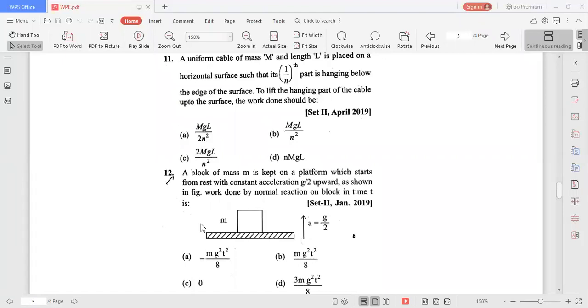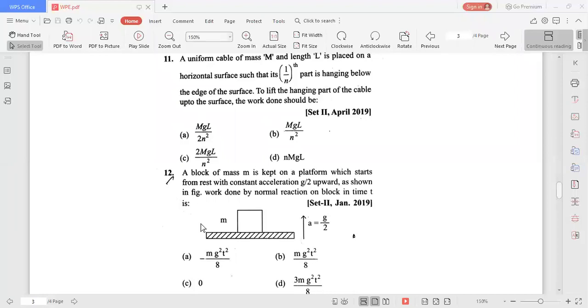2019 afternoon session problem. A uniform cable of mass M and length L is placed on a horizontal surface such that 1/nth part is hanging below the edge of the surface. Suppose there is a horizontal surface like a table. Here, the uniform chain is kept on the horizontal level such that 1/nth of the length of the chain is hanging. So the length of the chain hanging is l = L/n. That is given.